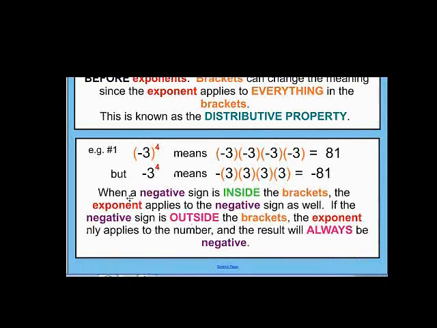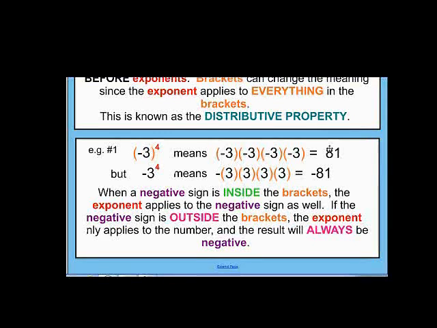And so when a negative sign is inside the brackets, the exponent applies to the negative sign as well. Now, what that means is that if you've got an even exponent and there's a negative sign in the brackets, you'll end up with a positive value. And if you have an odd exponent, you end up with a negative value of your number. It seems a little bit bizarre, but as you practice some examples, you'll see how that's the case.